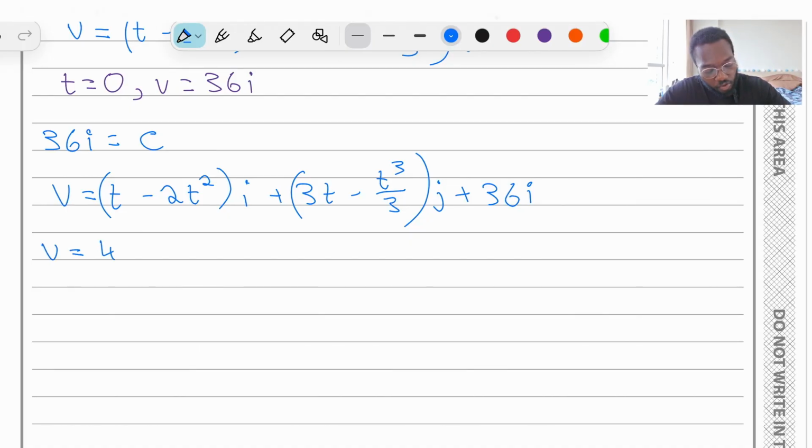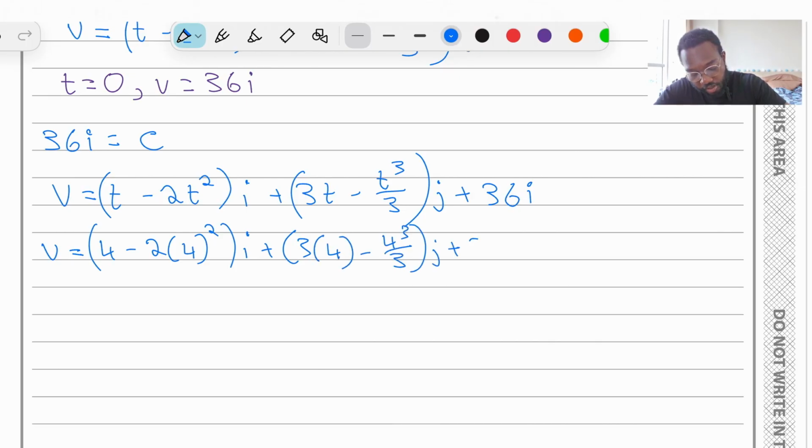So we get 4 minus 2 times 4 squared, and that's i. And then we get 3 times 4 minus 4 cubed over 3, and that's j, and then plus the 36i. Let's work all this out. So for our i's, we get 4 minus 4 squared, 16, times 2, that's minus 32, so we would get minus 28i here.